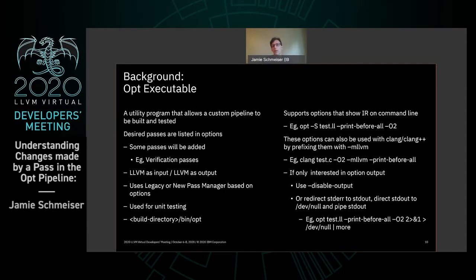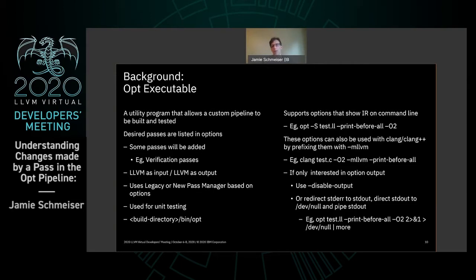The opt executable is a utility program that allows a custom pipeline to be built and tested. The desired passes are specified in the options. The pipeline will be set up to use one of the two pass managers based on how the passes are specified. Opt also supports options that allow one to examine the IR.